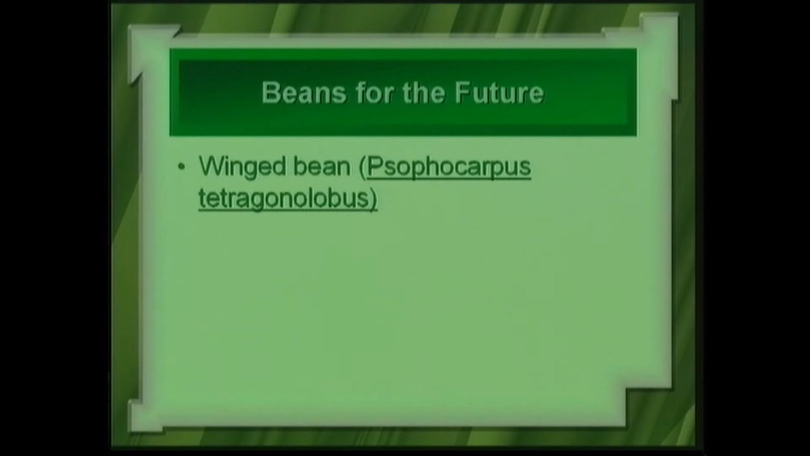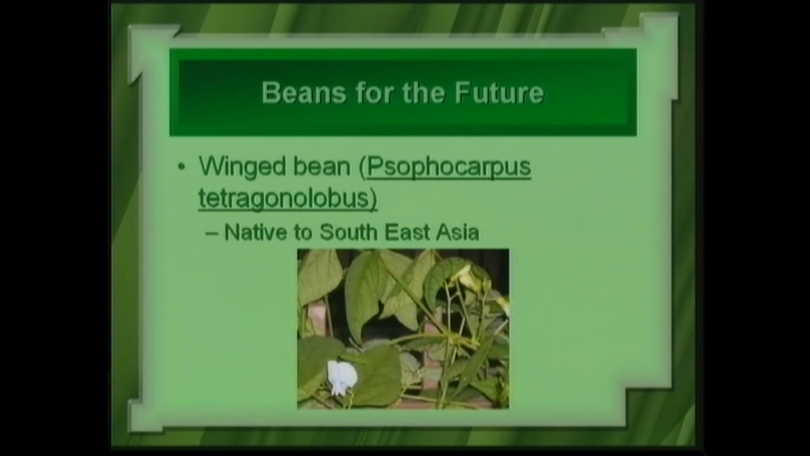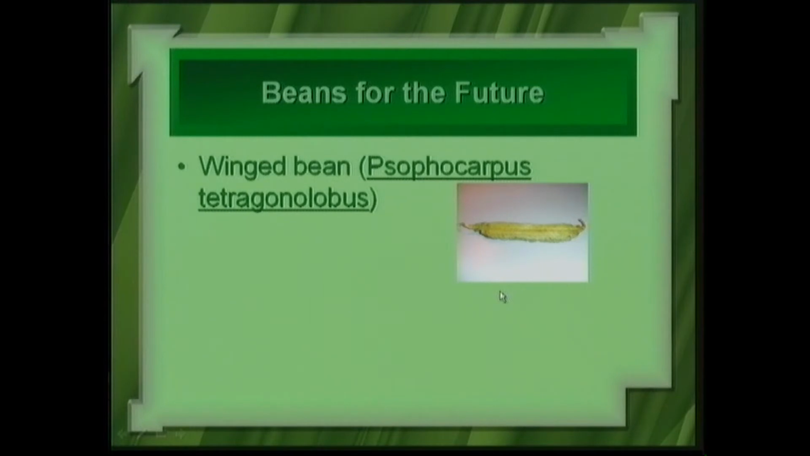For one thing, we have something called a wing bean, Sophocarpus tetragonolobus. This one is native to South Asia. Here's a photograph of the plant, with this kind of pea-like flower on it. And this is actually the bean, the fruit. This is very, very good stuff.